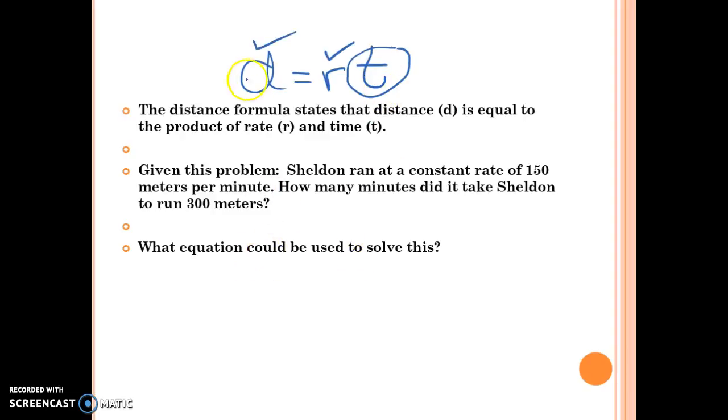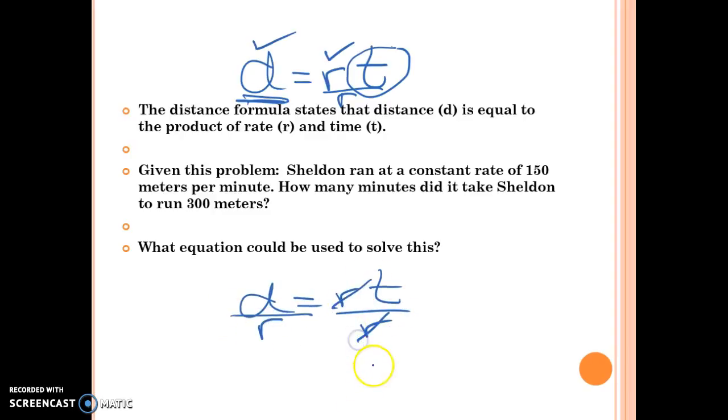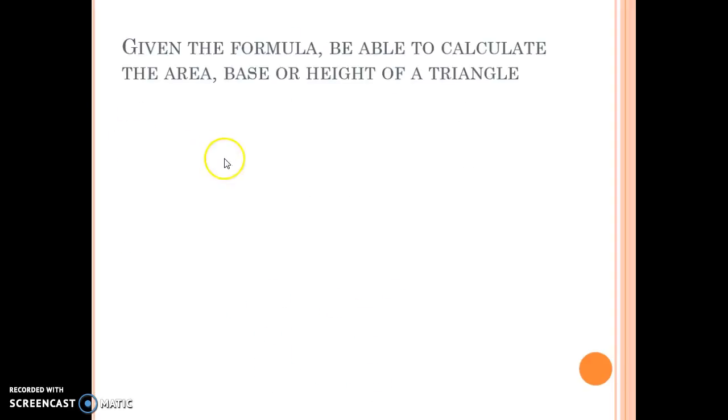We want time. Right now it's being solved for distance. How would we solve this for time? By isolating time all by itself. If we divide both sides by r, I should have rewritten this down here where we had more room. We have isolated t, or solved for t. t is equal to distance divided by the rate.